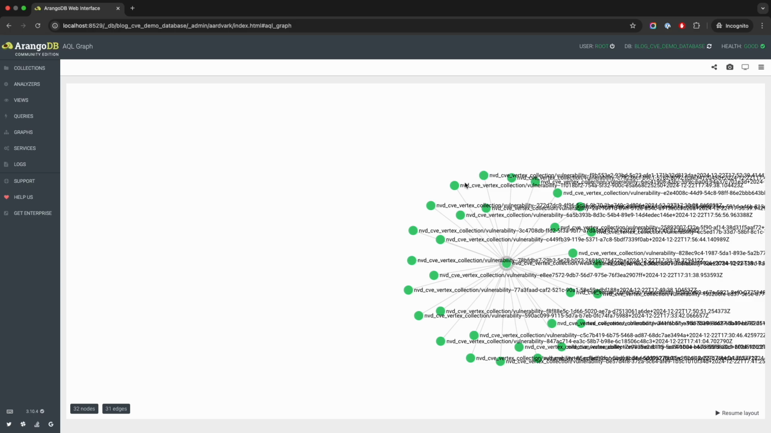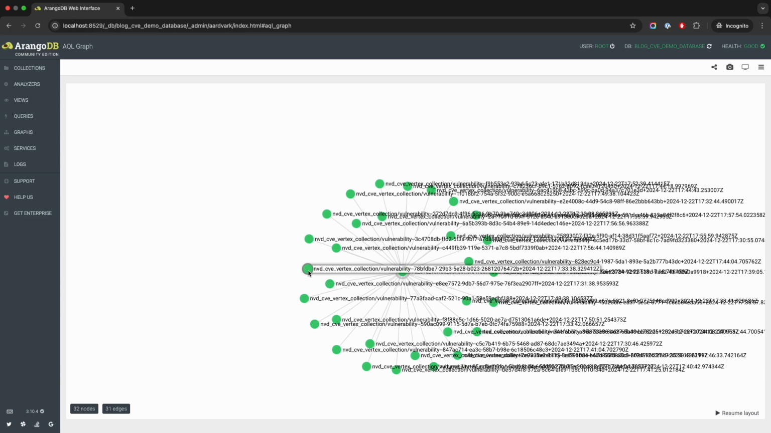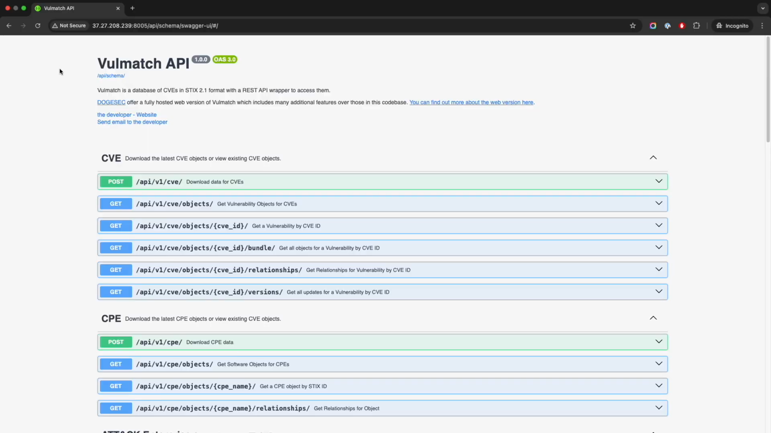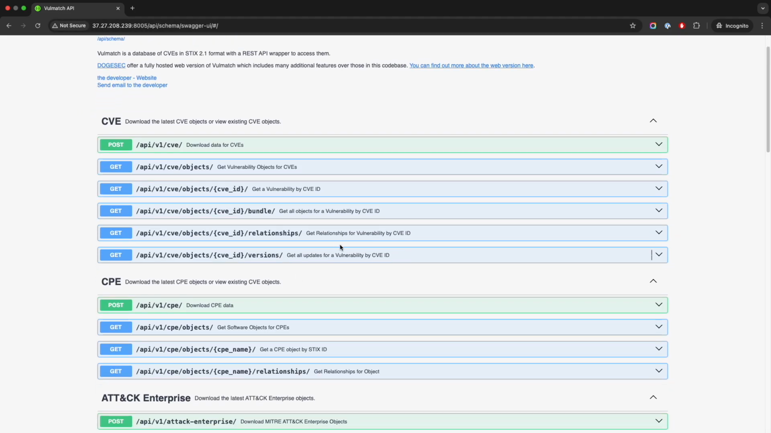By having data linked on a graph like this, it allows you to keep traversing each vertex to uncover more potentially relevant information. If you don't want to have to run Arango CVE Processor yourself, Vulmatch ships with all of these relationships and many more.